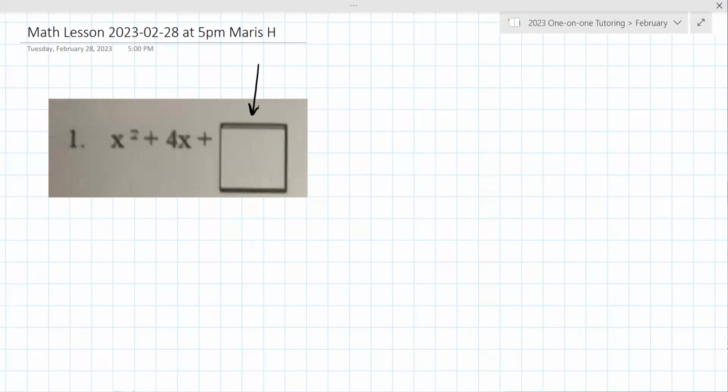Yeah. So this number right here is called b. And that comes from ax squared plus bx plus c. So the number that goes in this box here has a formula for it. Now, when there's a 1 out front, it's fairly straightforward. You take b, divide it by 2, and then square it.